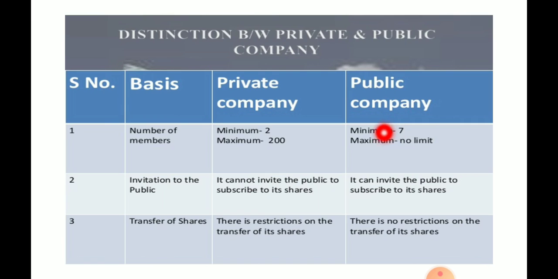Here are the features of private and public companies as you studied in class 11 business studies. The number of members in a private company is minimum 2 and maximum 200, whereas in a public company it is minimum 7 and maximum no limit. A private company cannot invite the public to subscribe to its shares, but a public company can. Transfer of share: there is a restriction on the transferability of shares in a private company, but there is no restriction in a public company to transfer its shares.